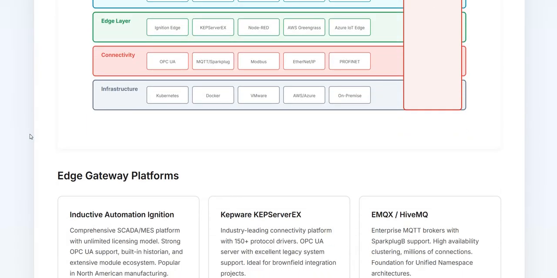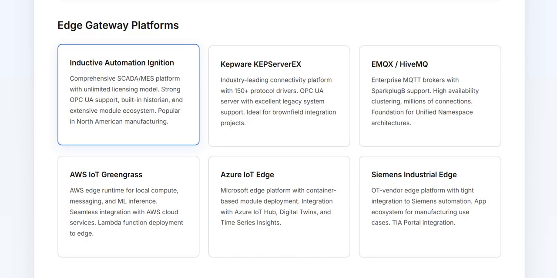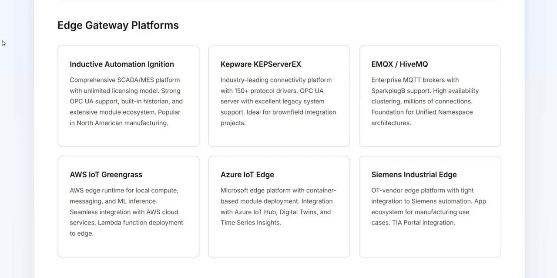Okay, and here some platforms. Edge gateways deserve special attention because they form the bridge between equipment and higher layers. And some platforms focus on broad automation support with built-in visualization and storage, and others specialize in protocol translation and legacy connectivity.